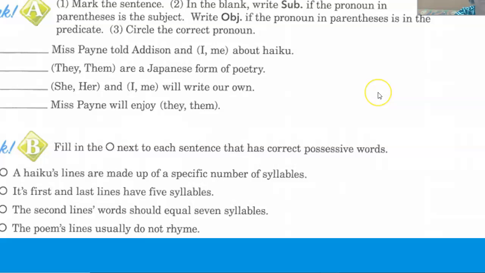Part B. Fill in the circle next to each sentence that has correct possessive words. So I want you to go ahead and do all 4 of those right now. Fill in next to the sentence that has correct possessive words.